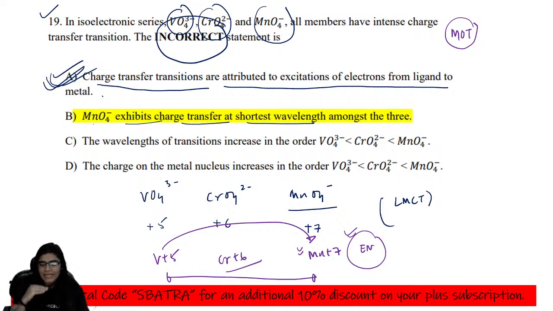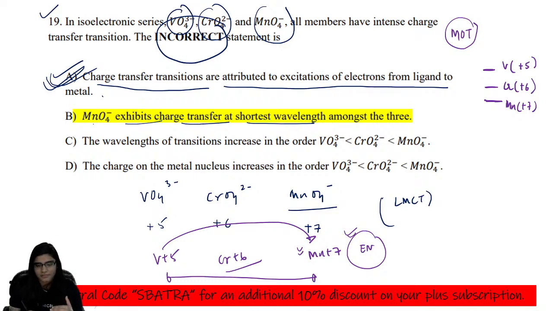So definitely Mn7+ is more electronegative than chromium 6+, which is more electronegative than vanadium 5+. So Mn7+ will be somewhere over here, Cr6+ will be over here, and V5+ will be over here. So this is going to be your energy profile of the orbitals of your metals.